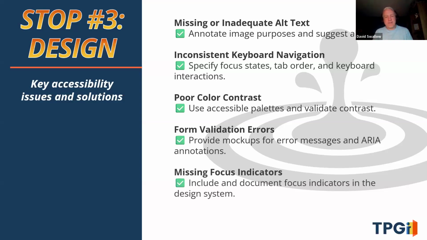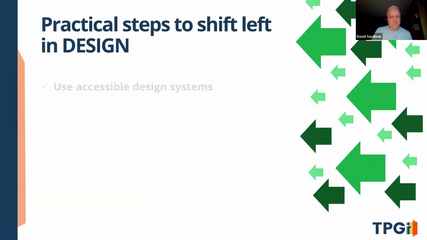And missing focus indicators. So designs may exclude visible focus indicators, or may have removed them for whatever reason. And so the ripple effect is that focus indicators may get deprioritized or overlooked during development. What should happen is designers should ensure focus indicators are part of the system design and documented explicitly in mockups. So that's the recurring issues.